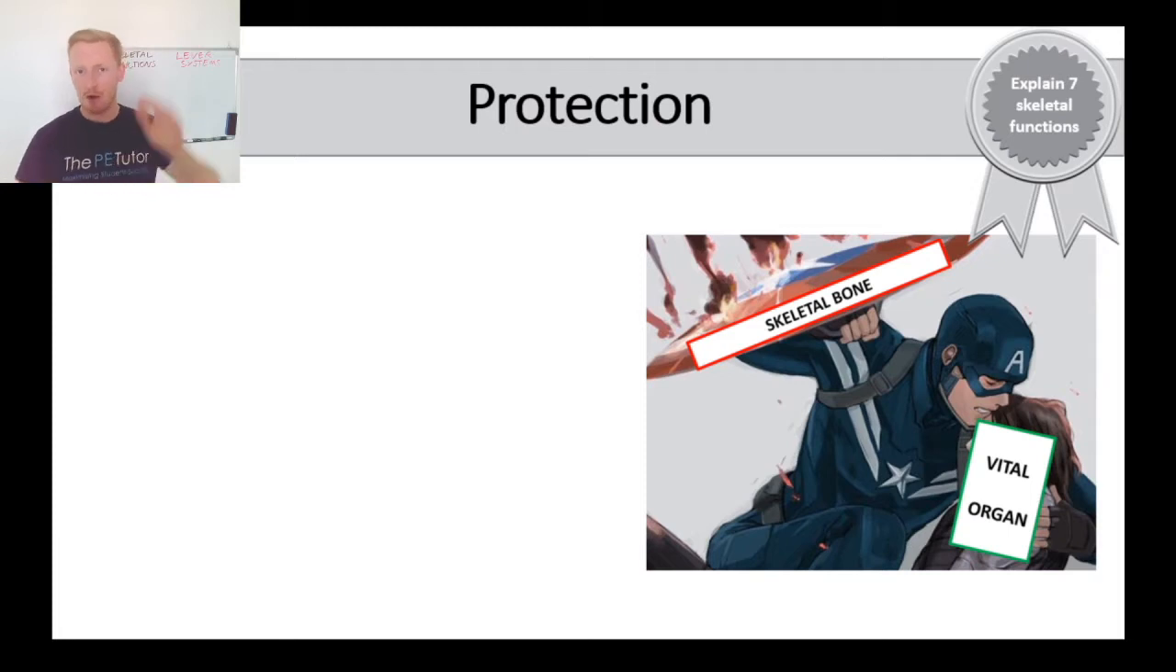Bit of Captain America action here. Skeletal bone, especially our flat bones. Think back to the descriptors of a flat bone. A greater width dimension. It's there to dissipate force and energy towards the side and prevent it from coming through to the other side. Just like our sternum, just like our ribs, our lungs and our heart, our major organs behind them are protected by the skeletal bone.